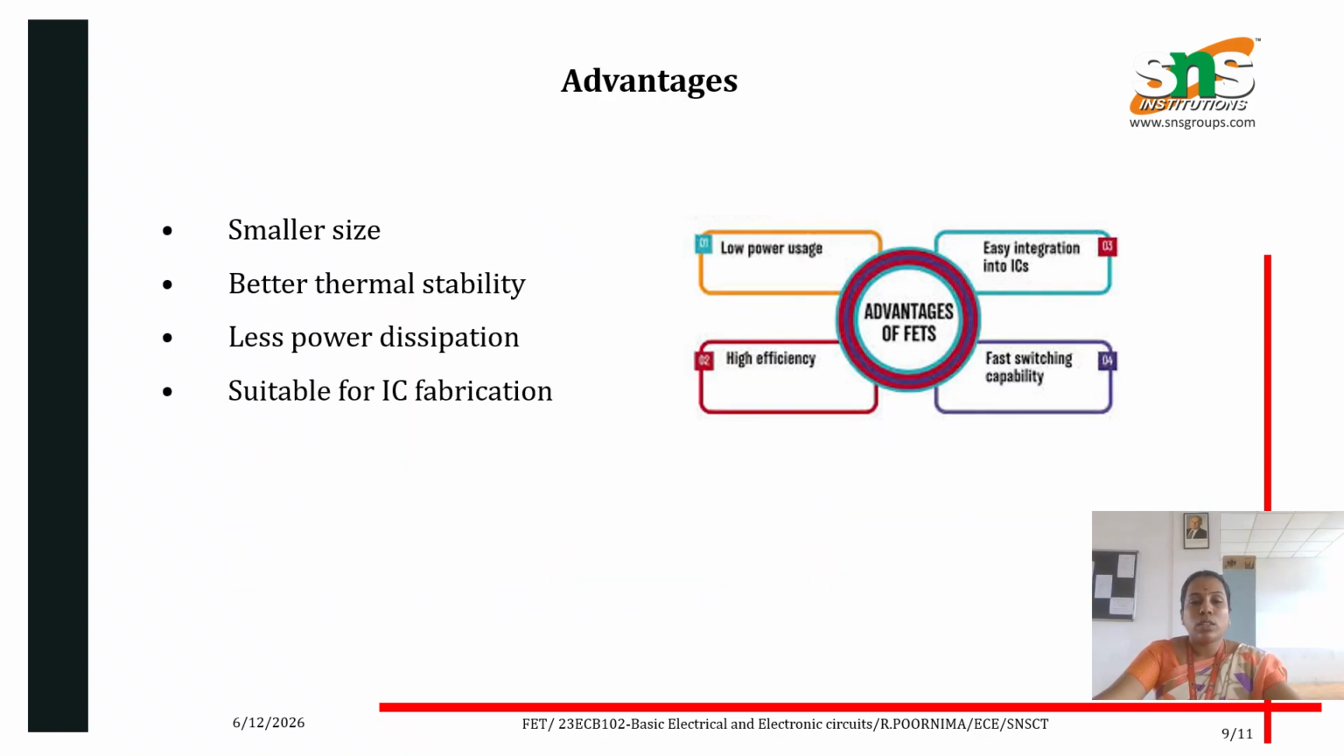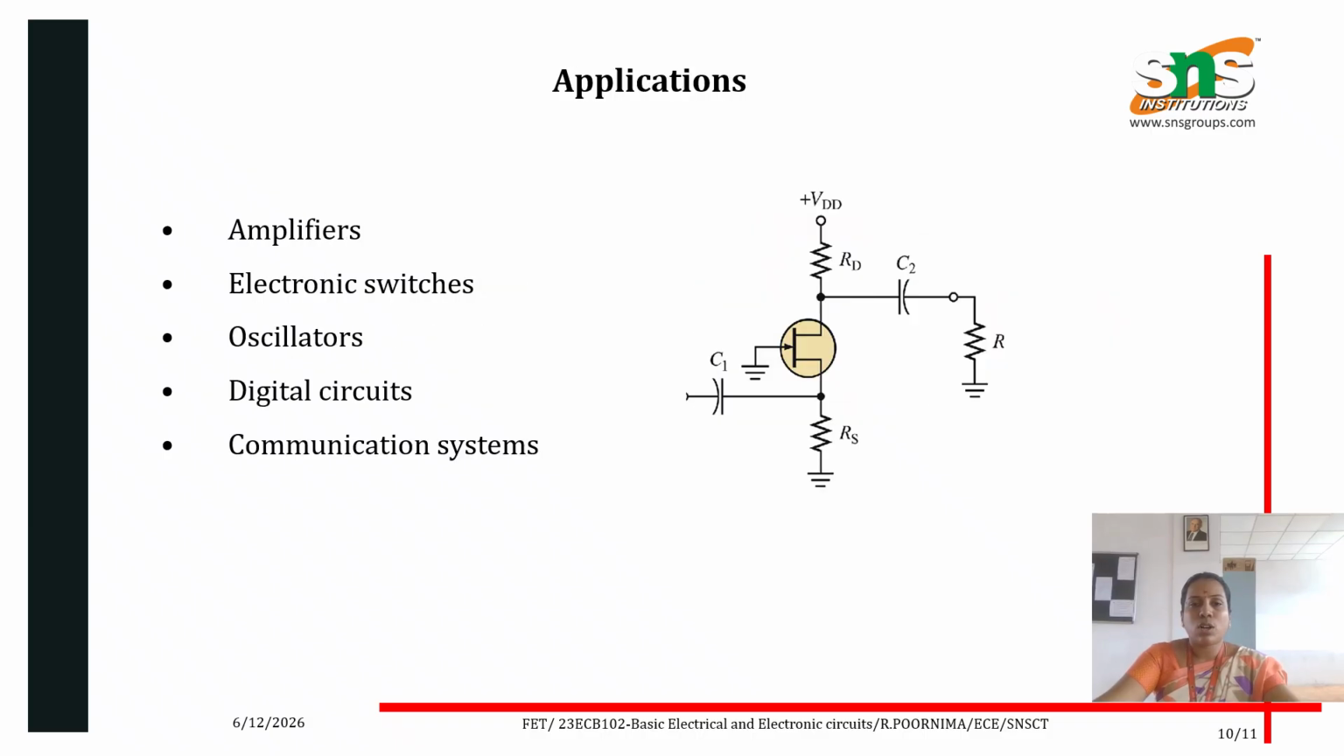Advantages of FET are its smaller size. Because of the smaller size, it can be used to produce a very large number of integrated circuits. It has better thermal stability, less power consumption, and is suitable for IC fabrication. Applications of FET are: amplifier circuits, electronic switches, oscillator circuits, digital circuits and communication systems. FET is used as a low noise oscillator and also as an amplifier in electronic circuits. It is mostly used in communication systems.